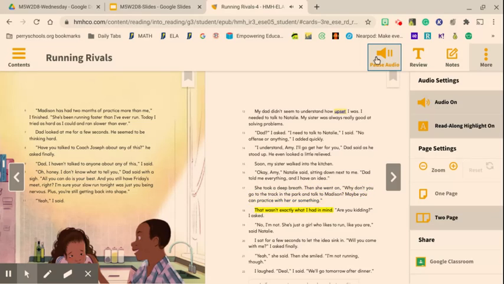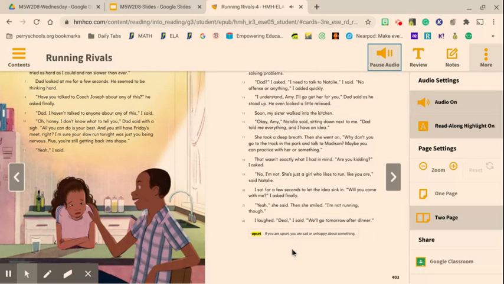That wasn't exactly what I had in mind. Are you kidding? I asked. No, I'm not. She's just a girl who likes to run, like you are, said Natalie. I sat for a few seconds to let the idea sink in. Will you come with me? I asked finally. Yeah, she said. Then she smiled. I'm not running, though. I laughed. Deal, I said. We'll go tomorrow after dinner.